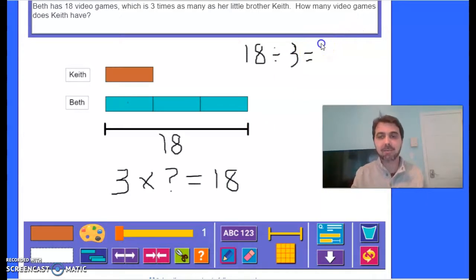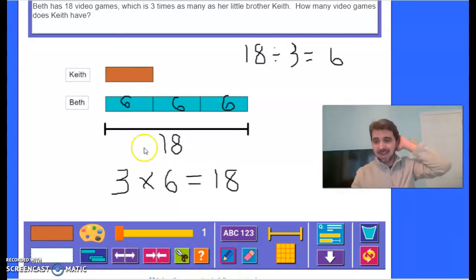So 18 divided by 3 equals what? So let's see, if I had 5 in each of these, that's 5, 10, 15, that doesn't work. Let's try 6. 6, 12, 18, that does work. So each of these is 6, okay? So 18 divided by 3 is equal to 6. And we know that 3 groups of 6 is going to be 18. Okay? All right, so the question is, how many video games?